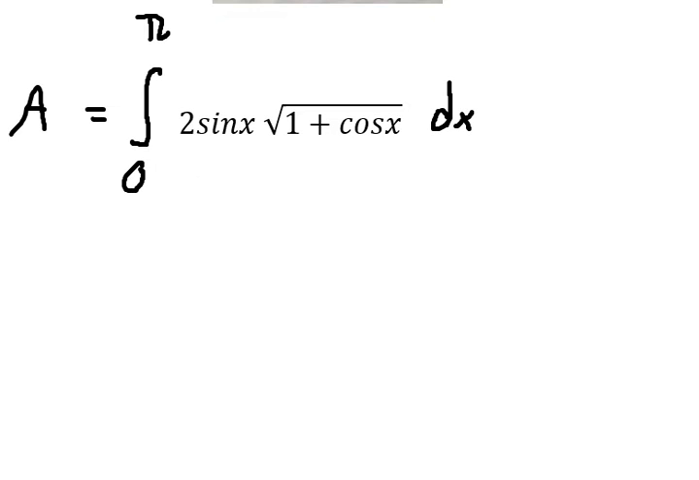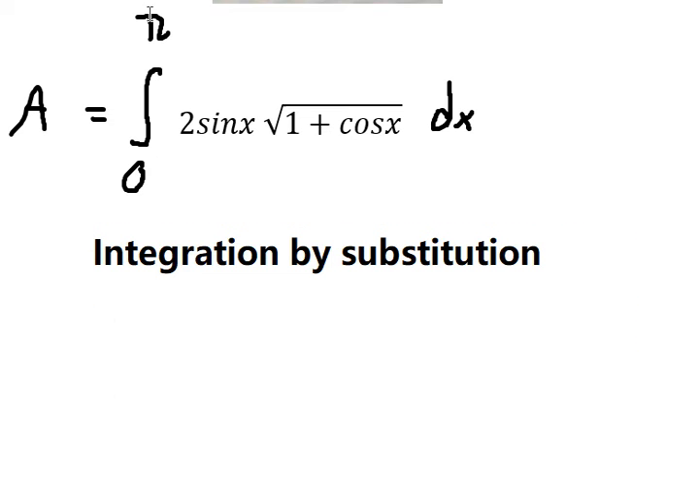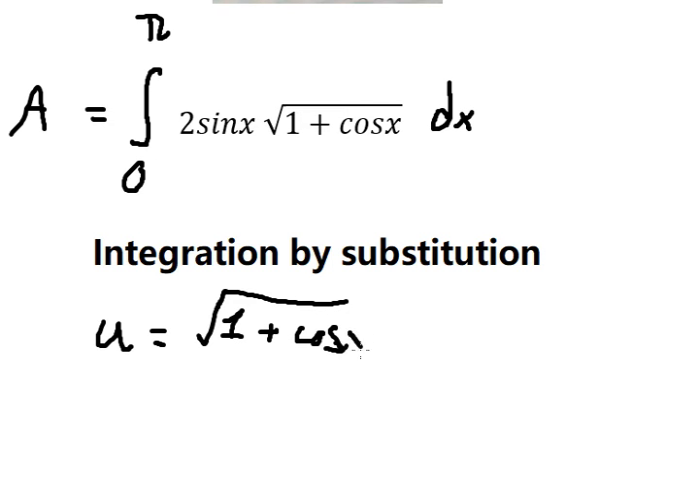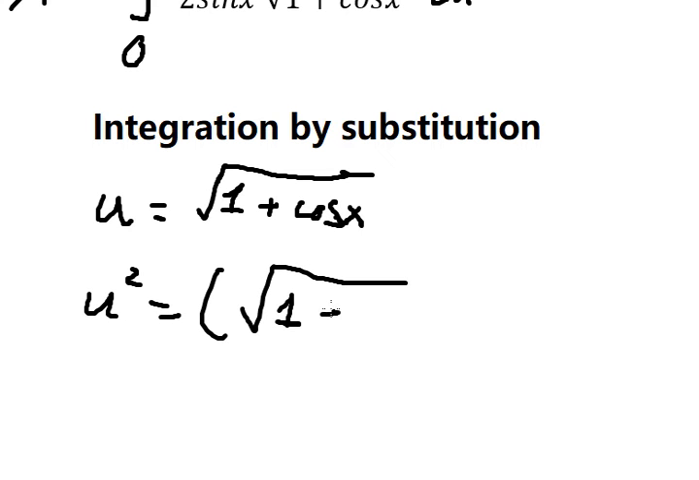Next, we need to use integration by substitution. So I will put u equals the square root of 1 plus cosine x. Next, we square both sides to cancel the square root. So we have u squared equals 1 plus cosine x.